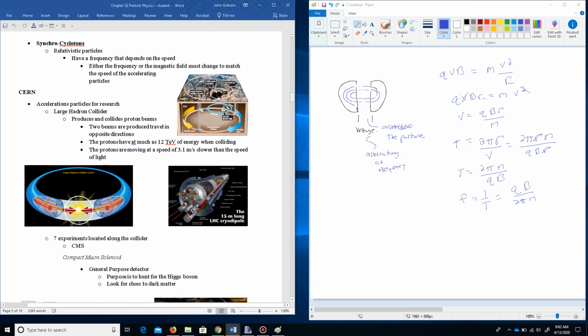Right, so we have some different particle accelerators here. We have cyclotrons. These are for relativistic particles, so particles going at really high speeds, close to the speed of light. And so they have a frequency that depends on the speed. And so either the frequency or the magnetic field must change to match the speed of the alternating particles.